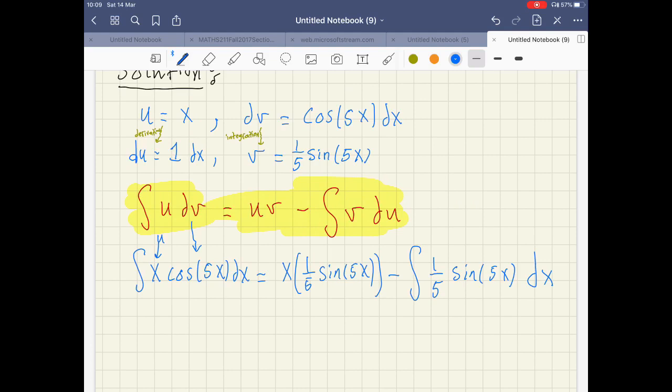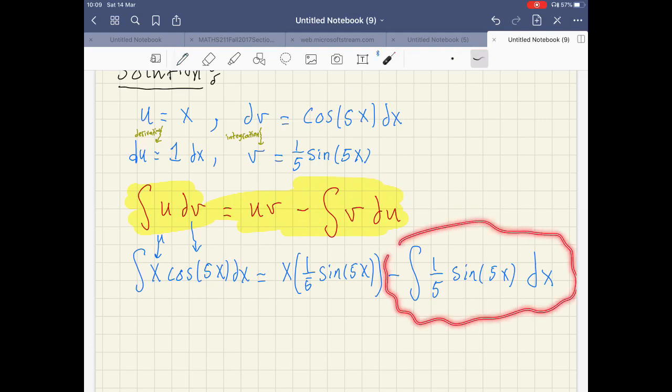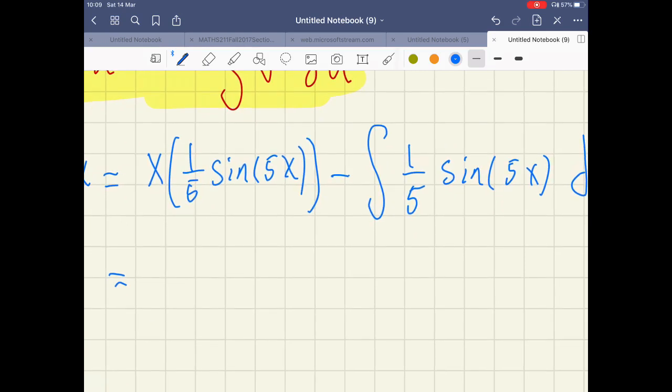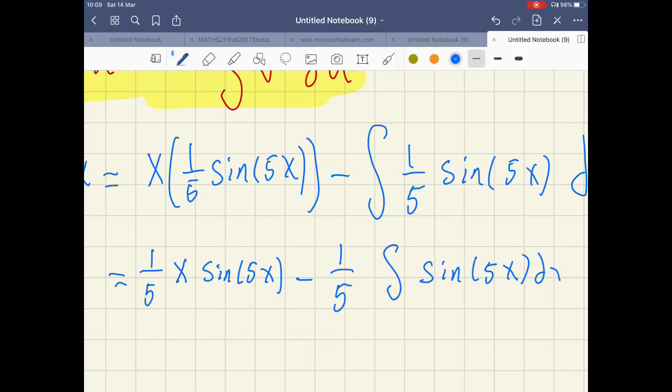Now, there is another integration we need to evaluate to finish this question. So the other one is this one here. This would be 1 over 5 x sine 5x minus, if we take 1 over 5 outside, we just need to do the integral of sine 5x dx. And the final answer will be 1 over 5 x sine 5x minus 1 over 5.